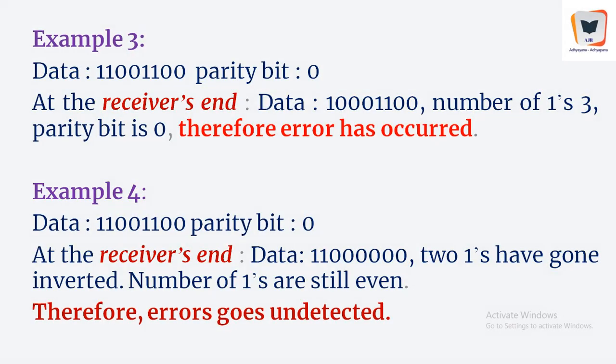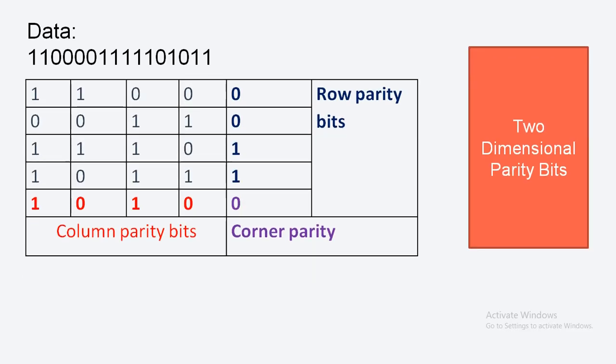Therefore, the two-dimensional parity scheme is introduced in order to avoid certain difficulties associated with the one-dimensional parity scheme. It works something like this. Let us say this is the data stream: 1, 2, 3, 4, 5, 6, 7, 8, 9, 10, 11, 12, 13, 14, 15, 16. It should be arranged in the form of a matrix. So it can be arranged in the form of a 4 by 4 matrix, and the parity bit is to be computed like this.